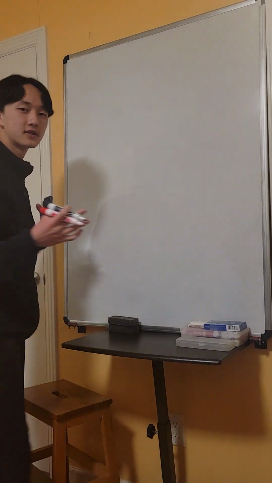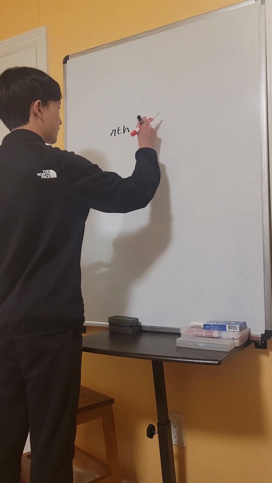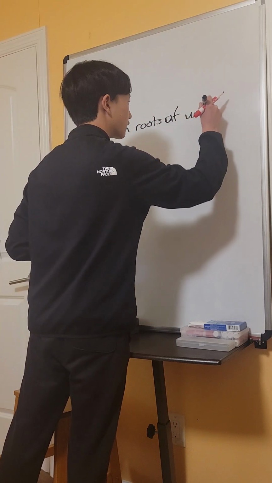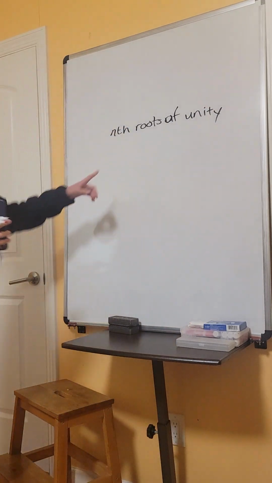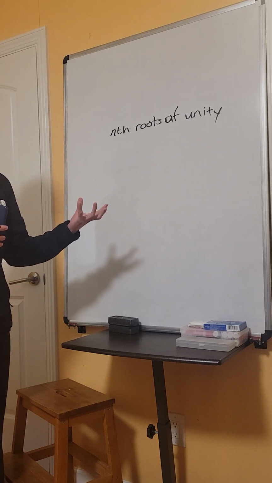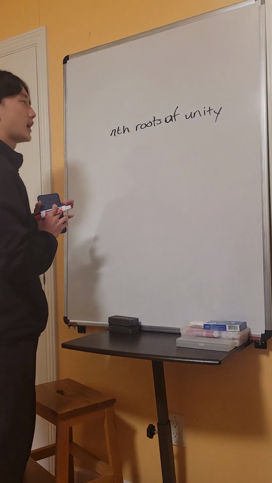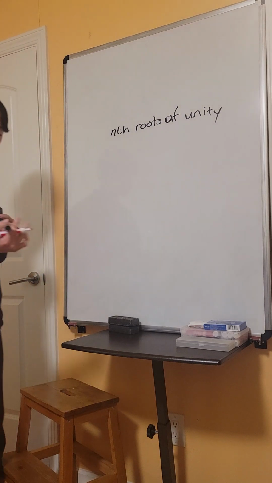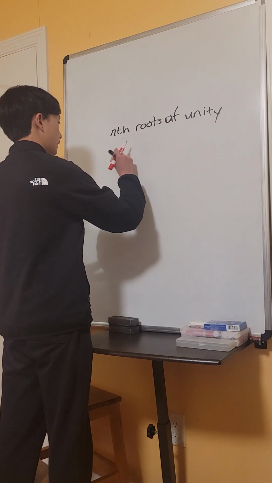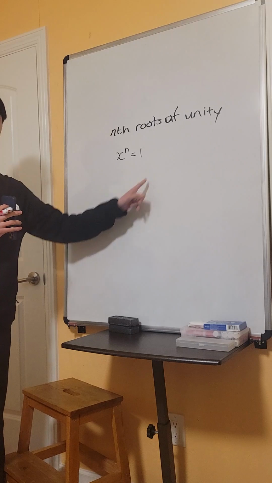What does it mean when someone asks you to find the nth roots of unity? Well, what they mean is they want you to find n numbers such that when they're raised to the nth power, it equals 1, right? A good way to formulate this quantitatively is just this polynomial equation right here.